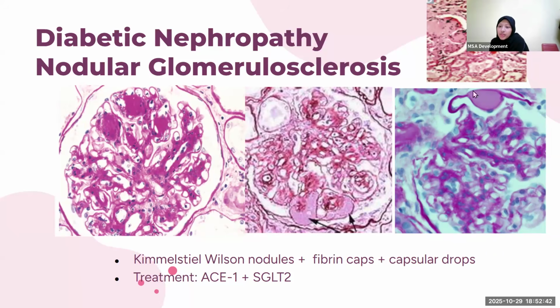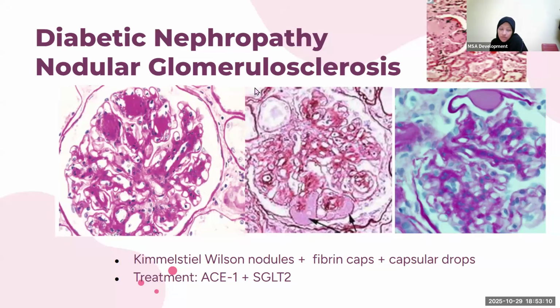Capsular drops are the one, so this one I should have labeled it, but it's the one that is adherent or sticking to the Bowman's capsule. So the Bowman's capsule is the white structure here, right? If anything is sticking to that, that is capsular drops. Fibrin caps are the capping of the glomerulus themselves, okay? They're more like capillary loops. You can also mention that. And what else is there?